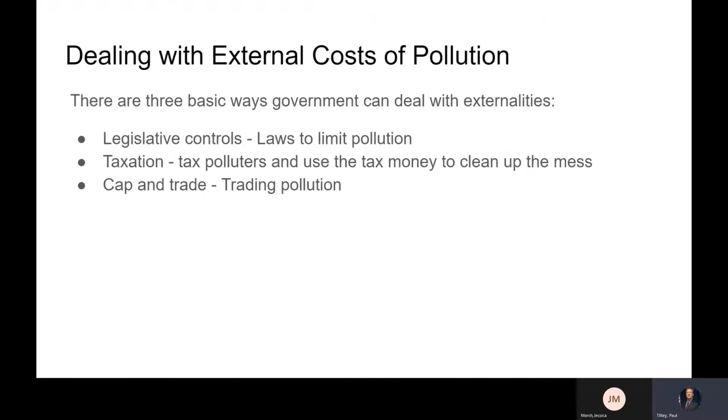Taxation, which is a fee that is applied to the company that can in turn be collected by government and used to help clean up the mess. And cap and trade, which again is a form of legislative control that limits how much a company can actually pollute. And if companies want to produce more, they can buy extra credits from a company that doesn't produce so much. So for example, if another company doesn't use all of its capacity in terms of pollution, its limit, they can sell the rights to its limit to another company.